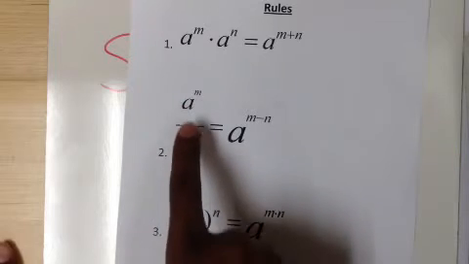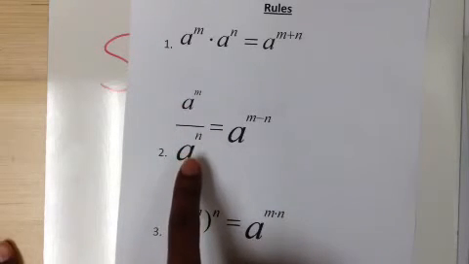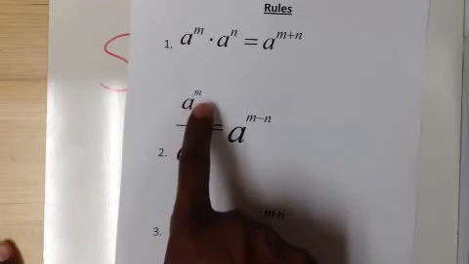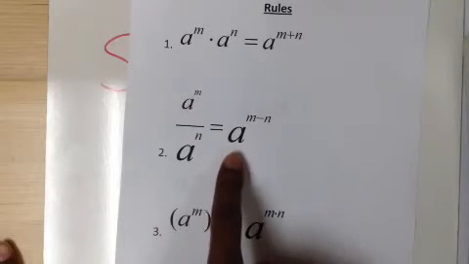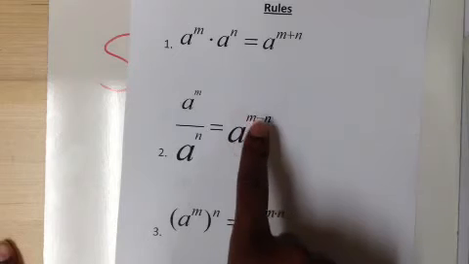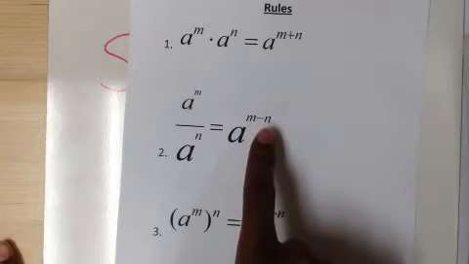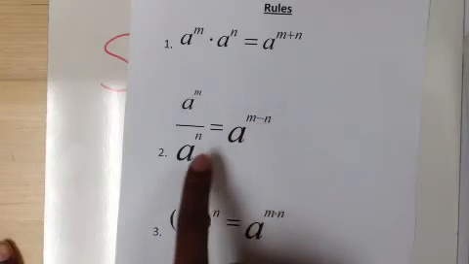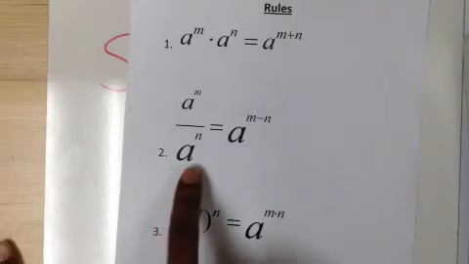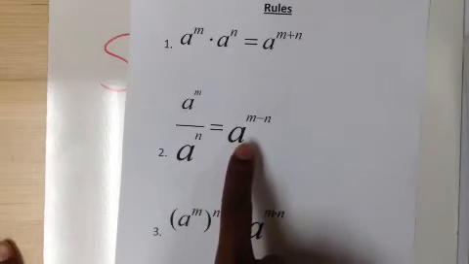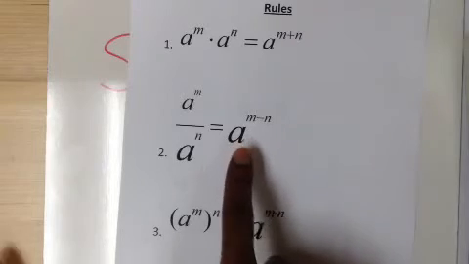Second rule, when I'm dividing powers with the same base, I have a to the m power divided by a to the n power. This will give me a to the m minus n. Another way we could state this is that when I am dividing two powers with the same base, I subtract their exponents.